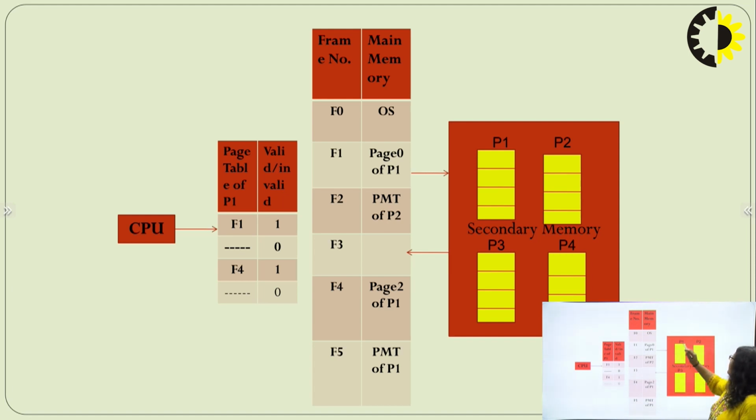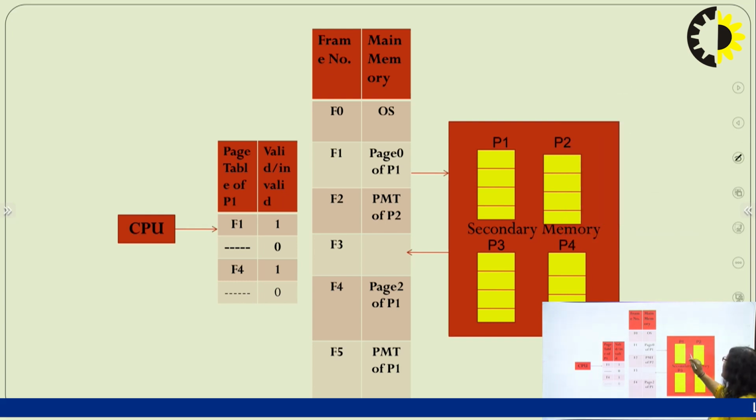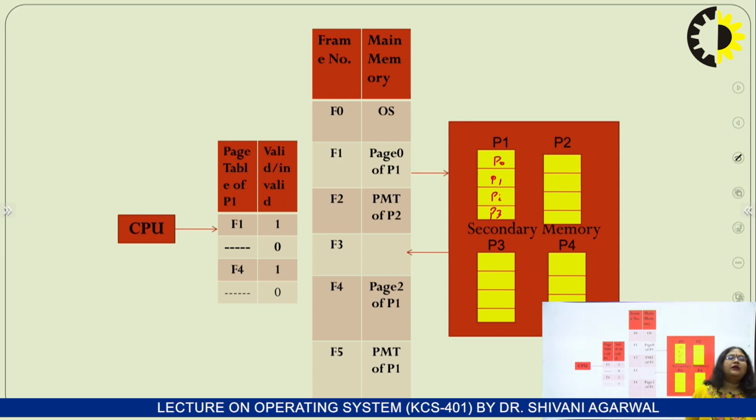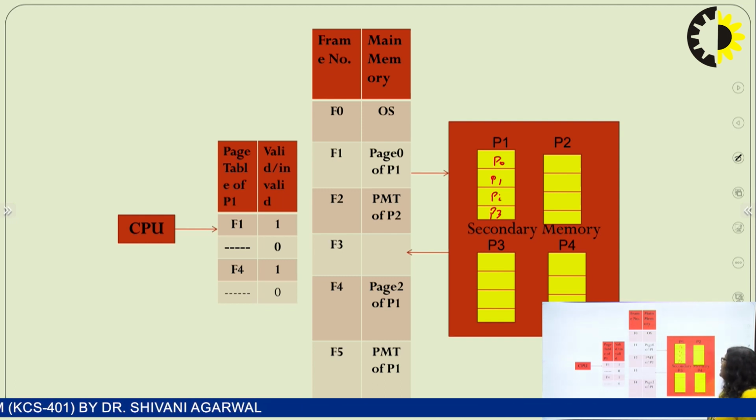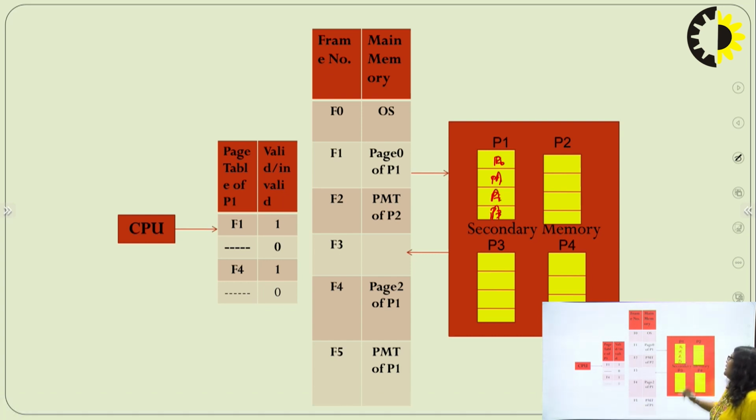Actually, this diagram shows the secondary memory. In the secondary memory, we have 4 processes: P1, P2, P3, P4. Each and every process has 4 pages. These are the pages P0, P1, P2, P3 of process P1. Instead of the names P0, P1, P2, P3, we take the names A0, A1, A2, A3. So these are the 4 pages in the process P1.